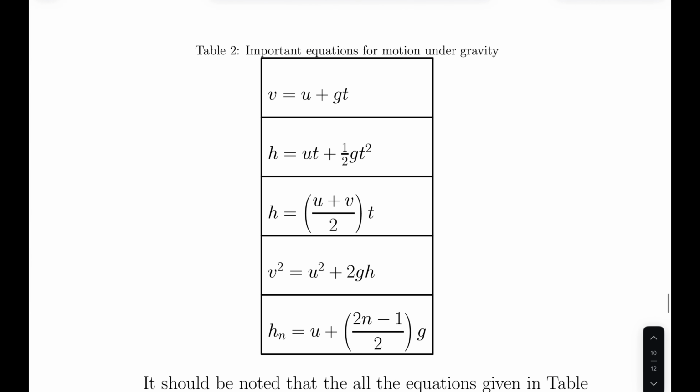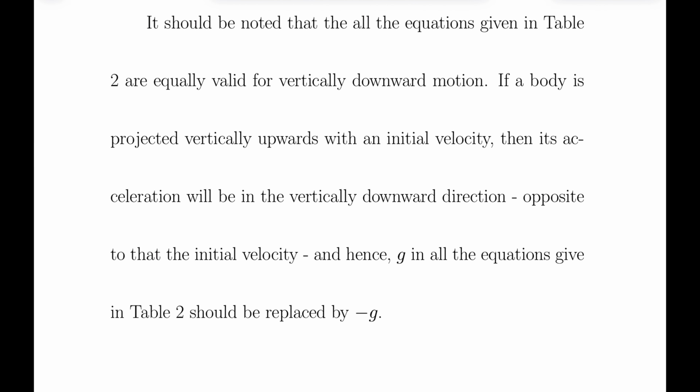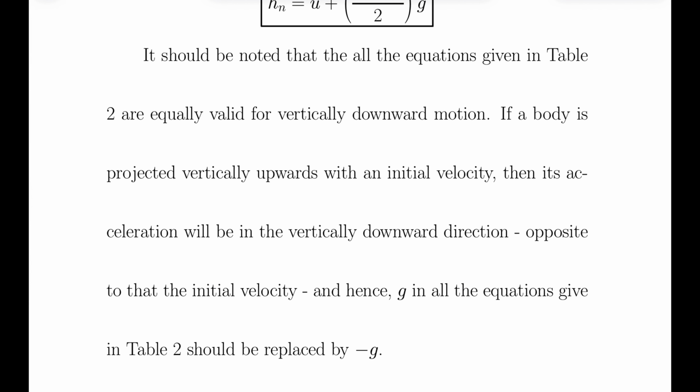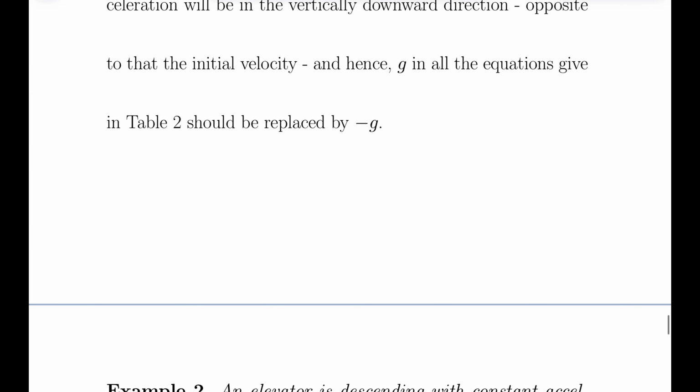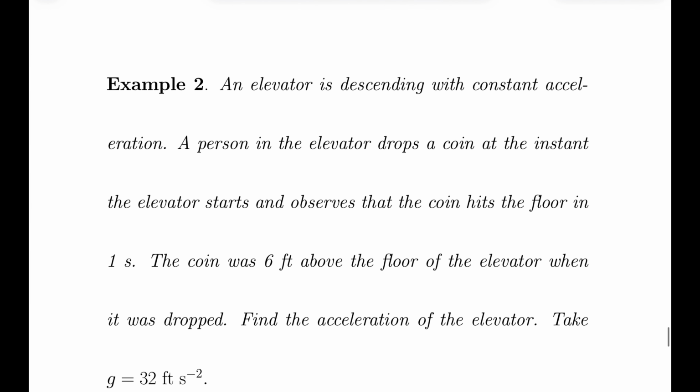So this is your table 2 that gives you the different equations for motion under gravity, where the acceleration due to gravity is a constant. It should be noted that all the equations given in table 2 are equally valid for vertically downward motion. If a body is projected vertically upward with an initial velocity, then its acceleration will be in the vertically downward direction, opposite to that of the initial velocity. And hence, g in all such cases should be replaced by minus g. Clear? Now, we come to an example.